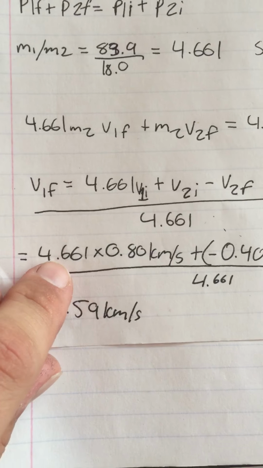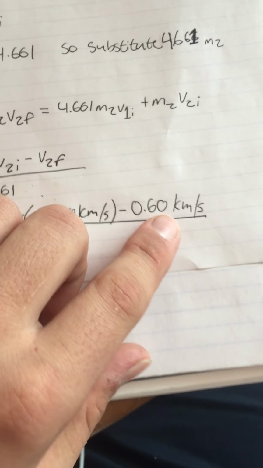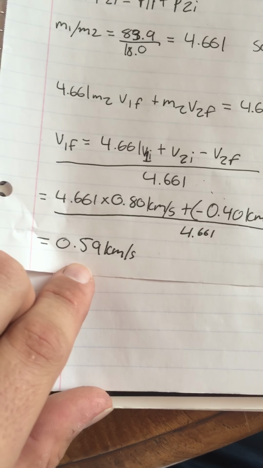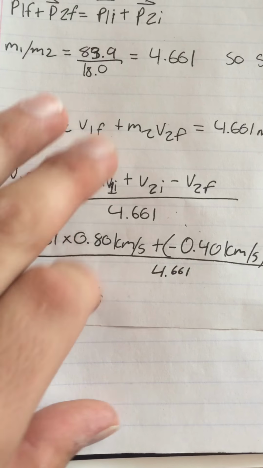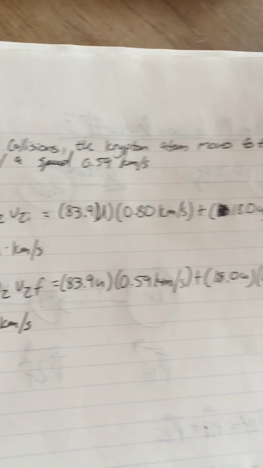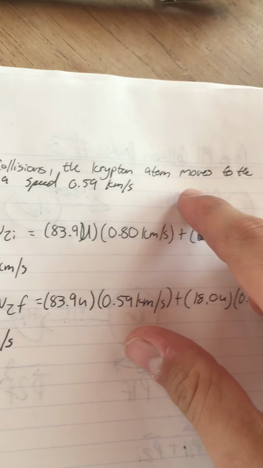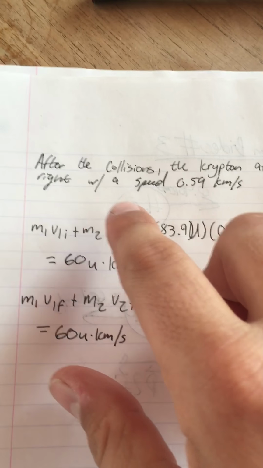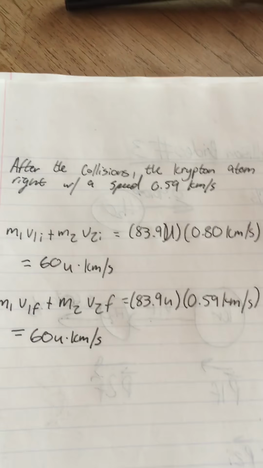So then we plug in all our values and substitute, and it gives us 0.59 kilometers per second. And so after the collision, the krypton atom moves to the right with a speed of 0.59 kilometers per second.